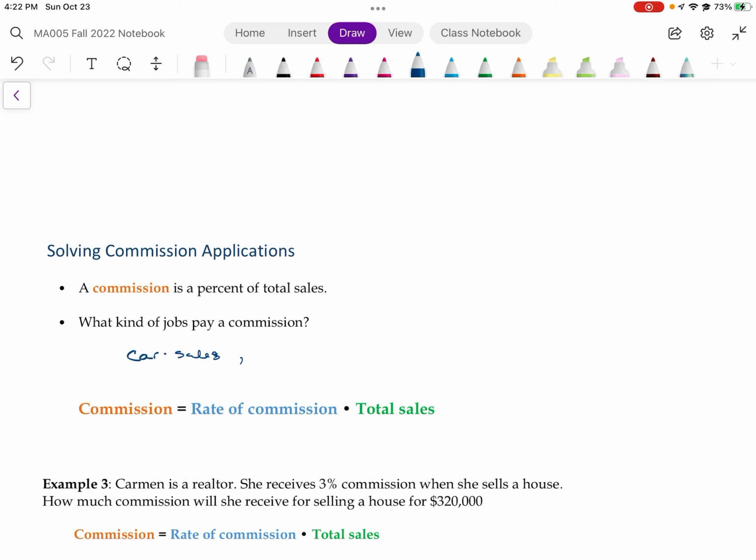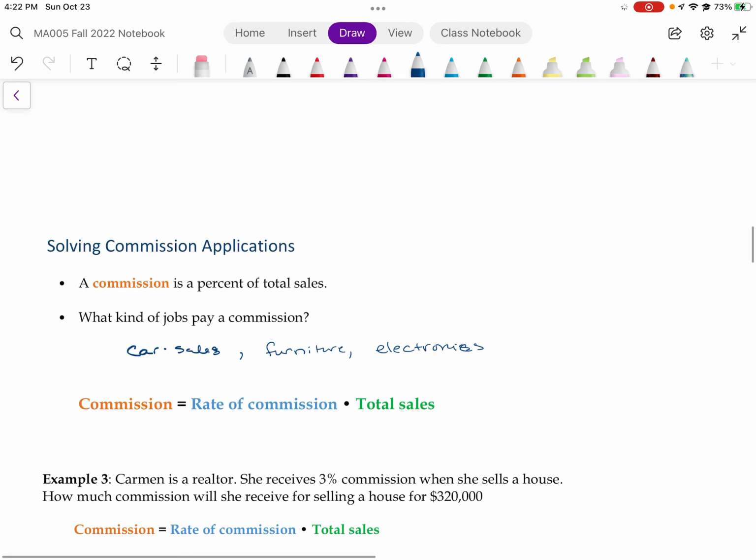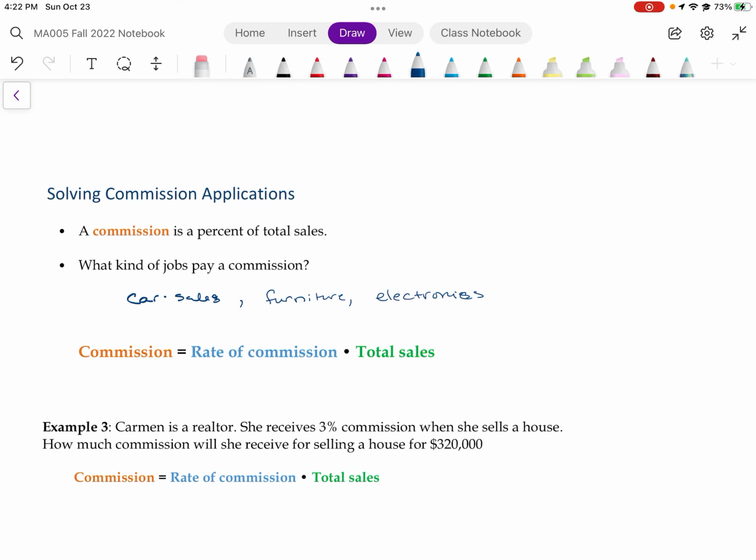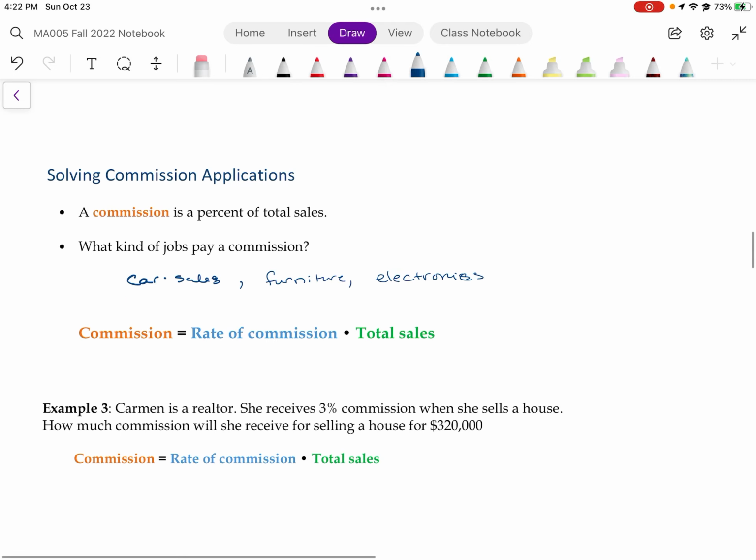What about furniture? Sometimes furniture. Sometimes places like electronic stores, places like that. People get a commission when they sell things. Real estate has a commission, and that's a big one. So real estate agents make a lot of money when they sell a house.